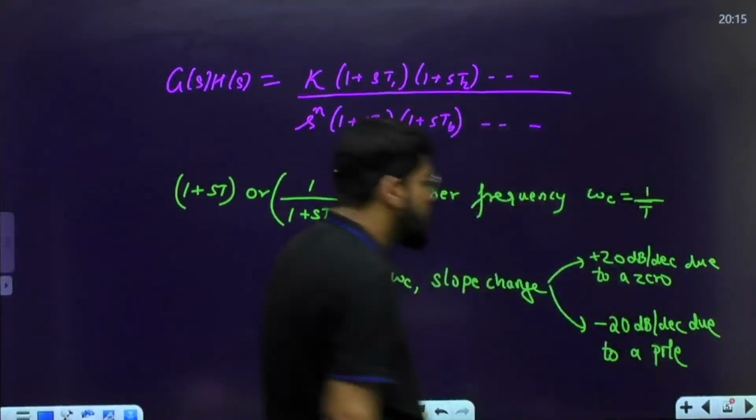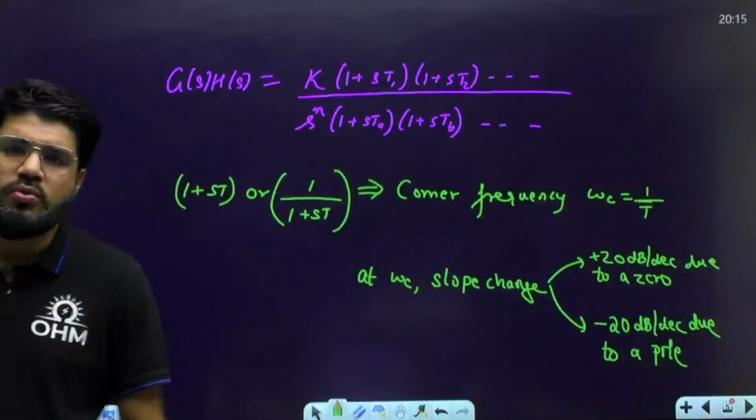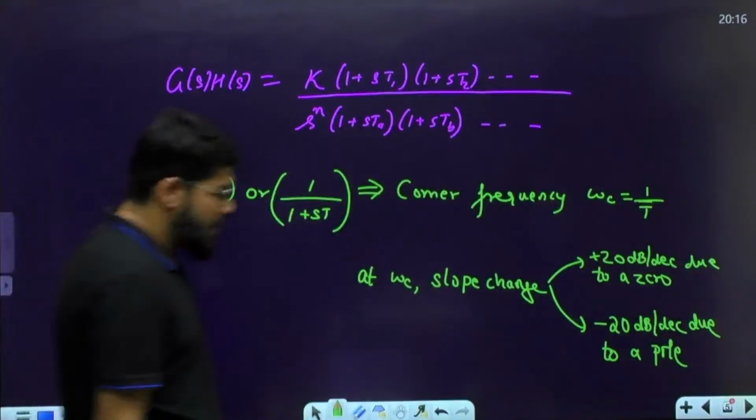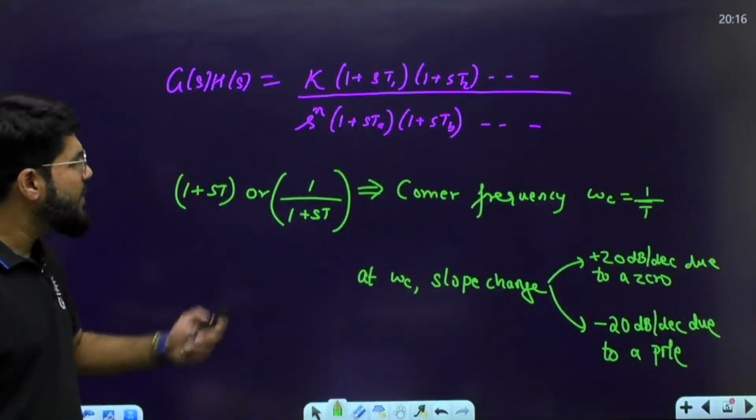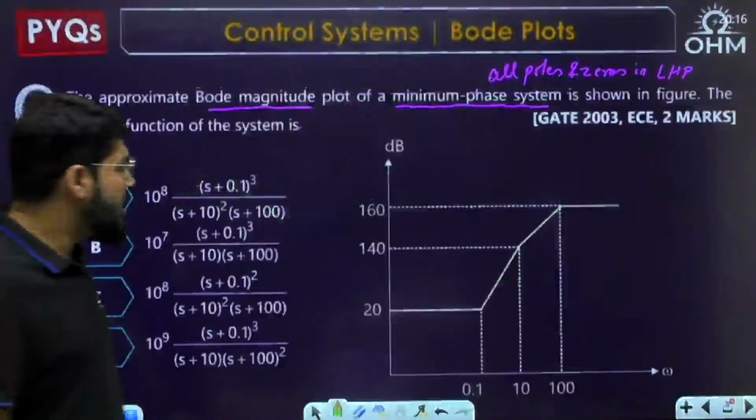Due to a pole term. Okay, now, poles and zeros can be identified if there are some slope changes. So one by one, then we will come to n and k. Okay, one by one. So have a look into it.